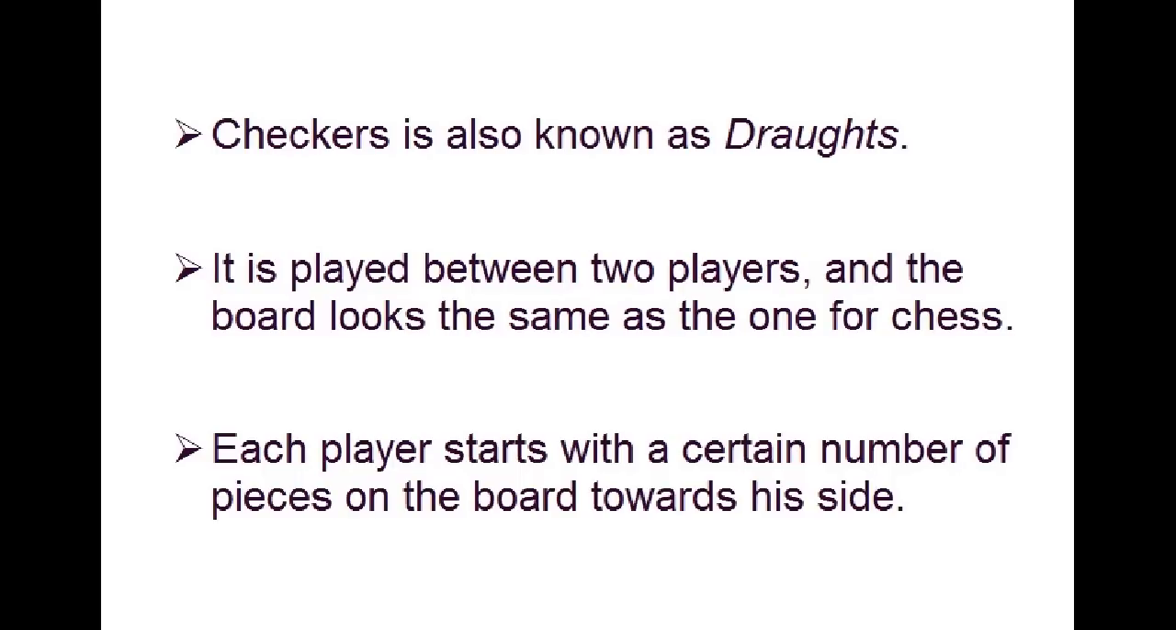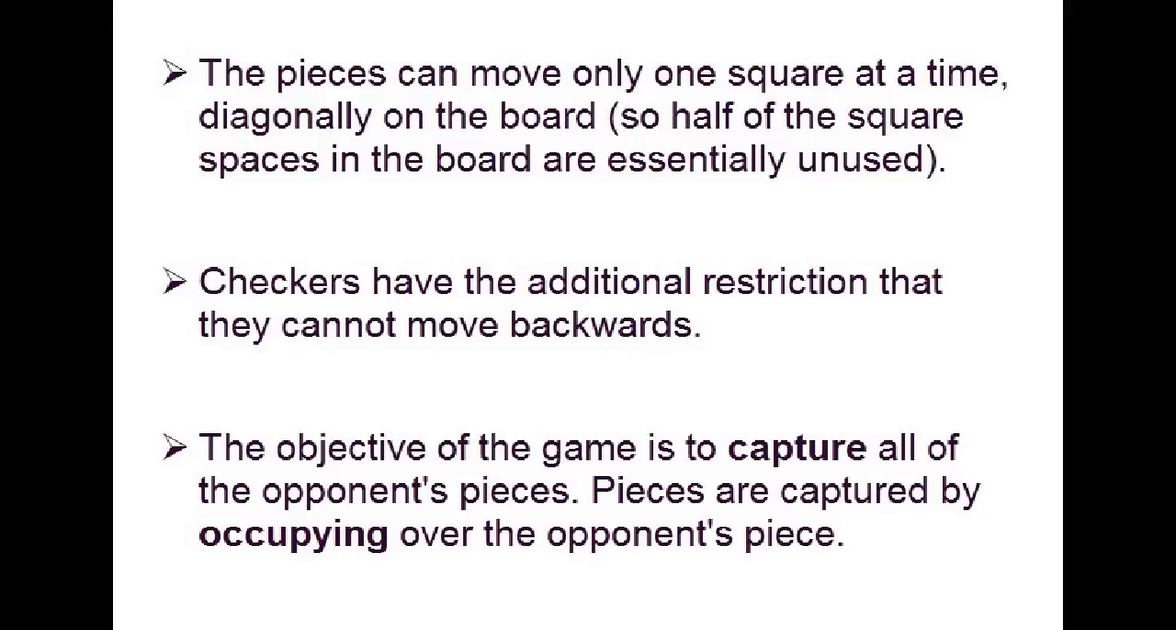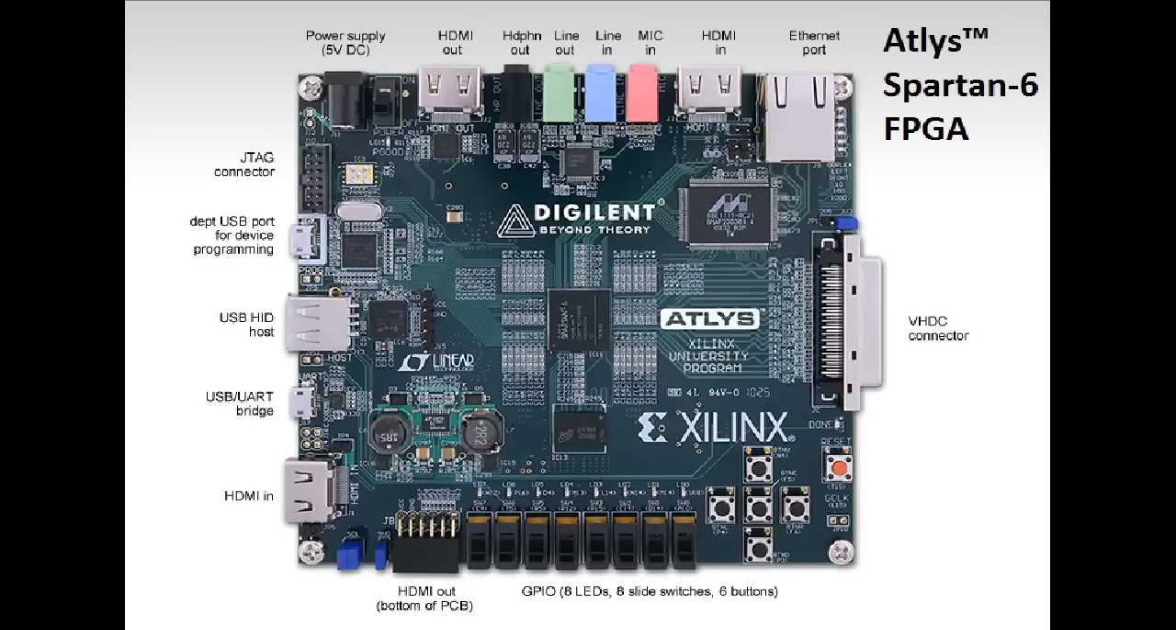The checkers game is also known as draughts. It is played between two players and the board looks like a chessboard. Each player starts with a certain number of pieces on the board towards his side. A piece can move only one square at a time diagonally on the board. The pieces also have an additional restriction that they cannot move backwards. The objective of the game is to capture all the opponent's pieces. They are captured by occupying the opponent's piece.